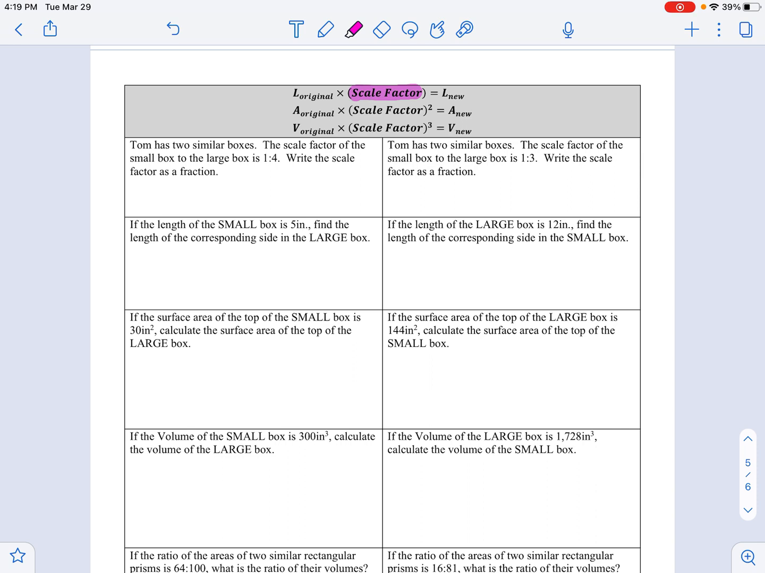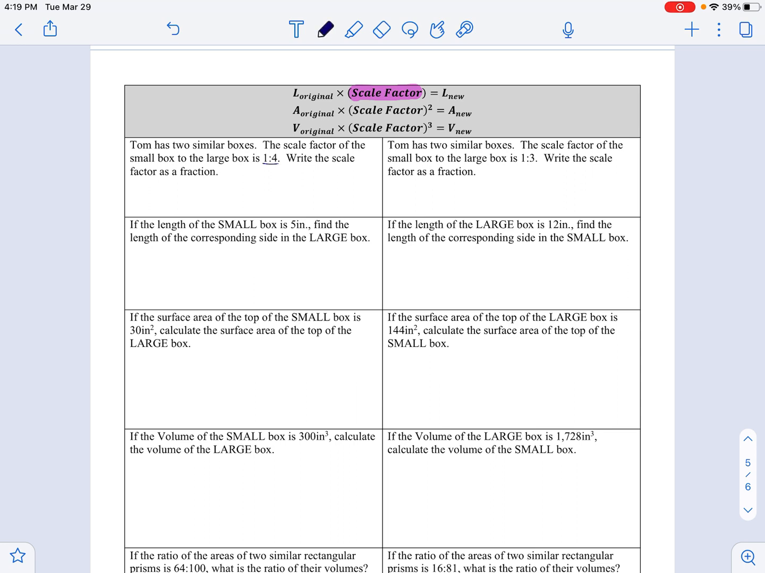To get us started, we're going to have the same setup for this whole page. Tom has two similar boxes. The scale factor of the small box to the large box is 1 to 4. Write the scale factor as a fraction.